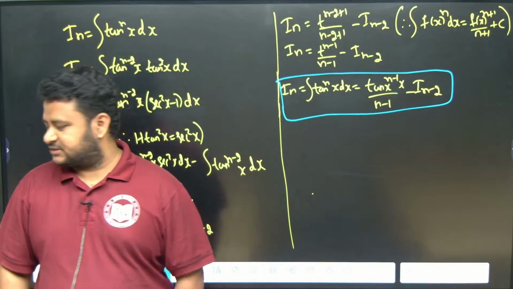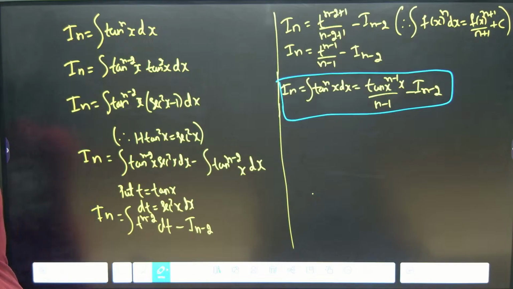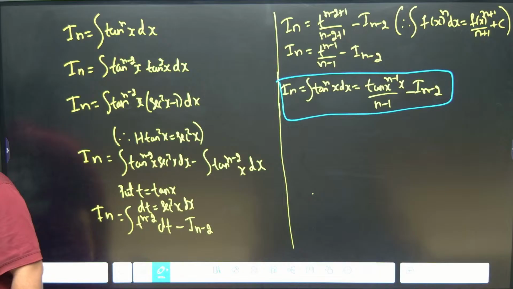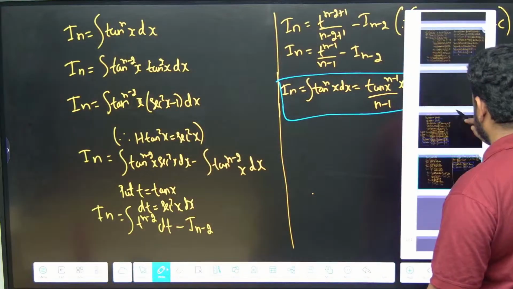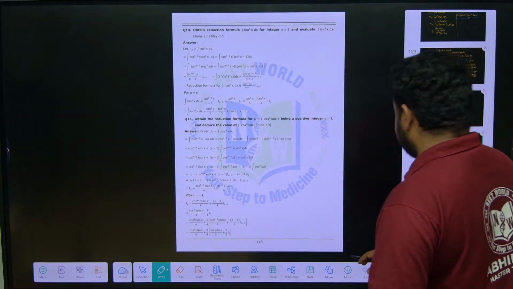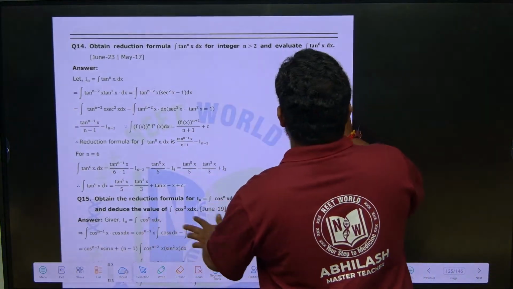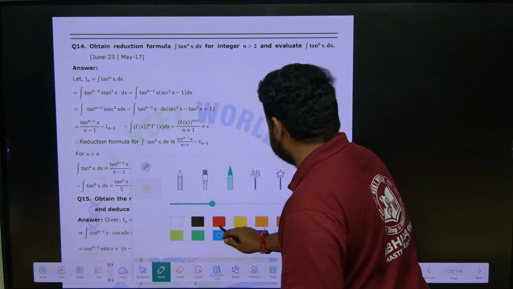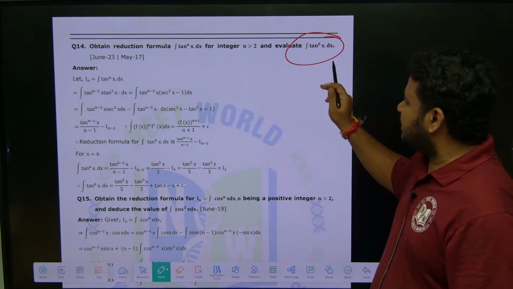But are we done? No. For this, they will ask you to deduce something. In our paper, they have asked us to deduce tan power 6x. Observe very carefully. They have asked us to deduce the integral of tan power 6x.